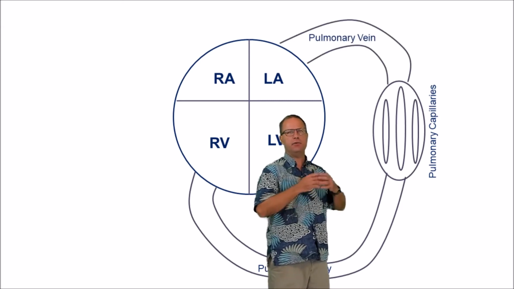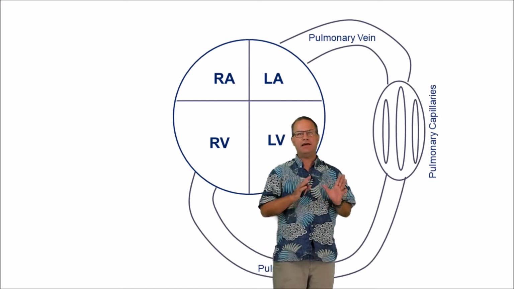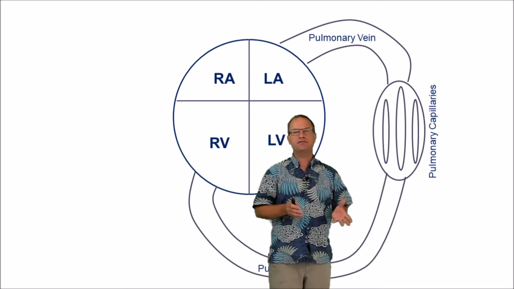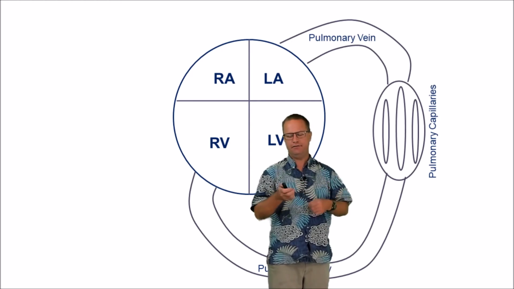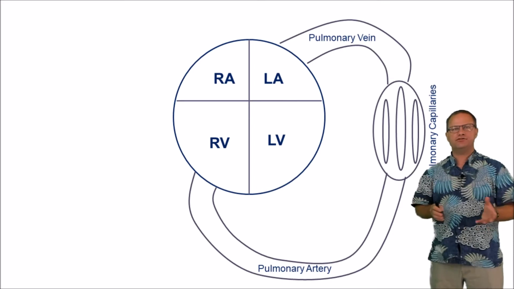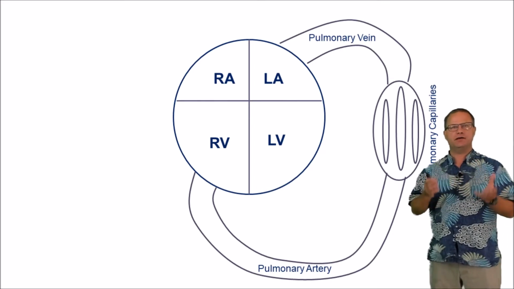Now leaving the pulmonary capillaries, we have another blood vessel, and that's called the pulmonary vein. The definition of veins are blood vessels that carry blood back to the heart. So the pulmonary vein is going back to the left atrium. So it is definitely a vein. Okay, we've done a pretty good job at drawing the pulmonary circuit so far. So now we're going to go back and draw the systemic circuit.